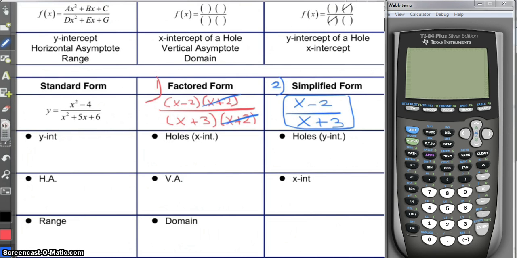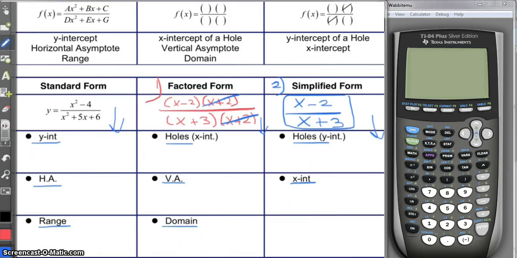Now, I tried to divide this into a box, and I'm going to give you this box whenever you have a quiz or a test to help organize your work. You're going to be using the standard form to find the y-intercept, the horizontal asymptote, and the range. You're going to be using the factored form to find the holes, the vertical asymptote, and the domain. And you're going to be using the simplified form for the holes and the x-intercept. So it's divided, as you can see, into those steps.